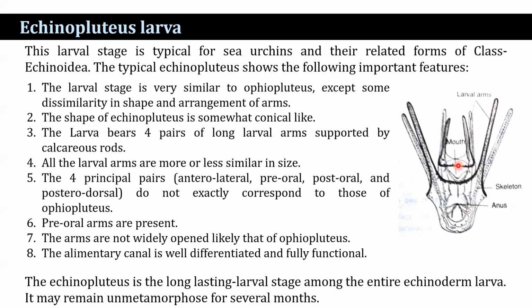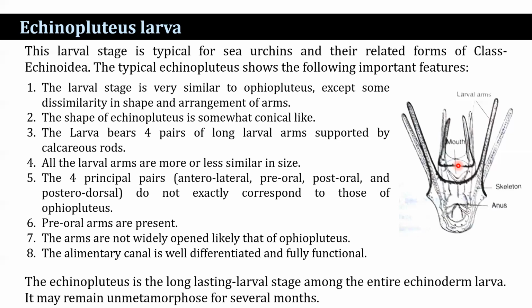The alimentary canal is well differentiated and fully functional. The Echinopluteus is the longest-lasting larval stage among all echinoderm larvae. It may remain unmetamorphosed for several months. The similarities between the 2 larvae are just due to adaptive convergence. That is a similarity.